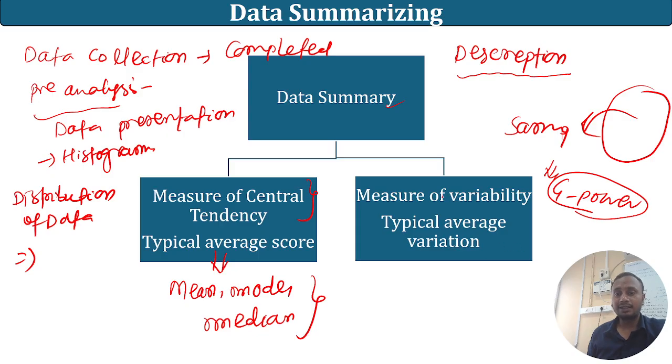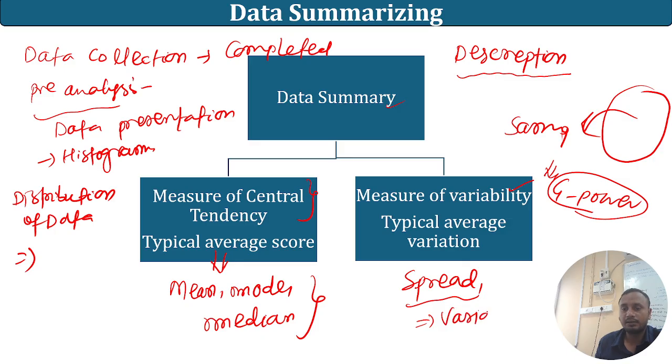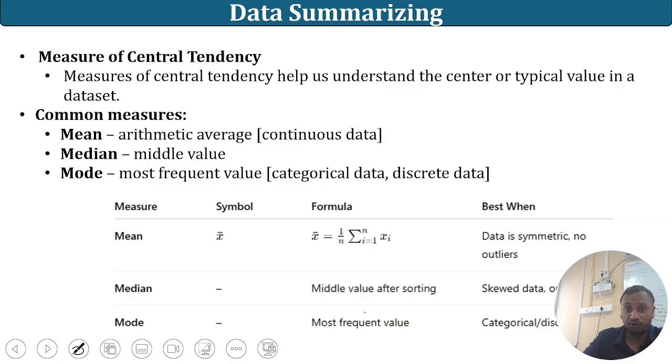The second one is the measure of variability. It means how the data are spread. It includes the variance, the error, skewness, and so on, so we can say how variable the data are. Now we'll see one by one what the mean, the median, and the mode are, and then we'll see variability.